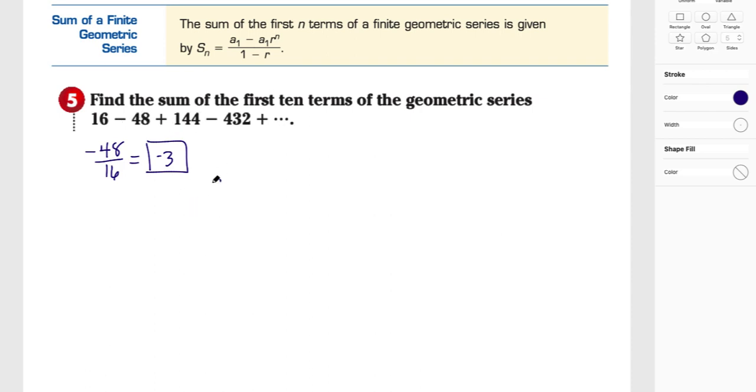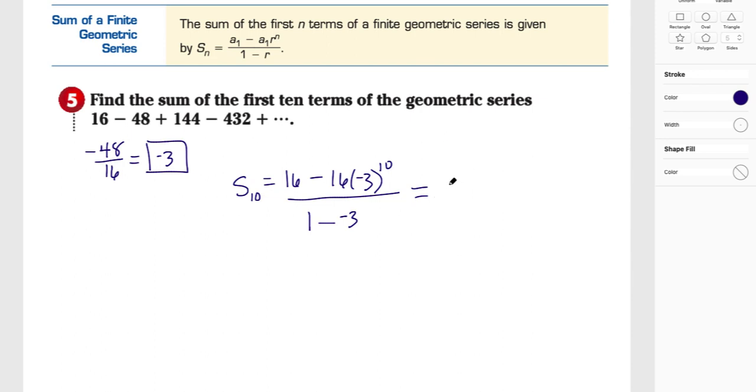Okay, so now we need to use the formula. We want to find the sum of the first 10 terms. So let me go ahead and call this S sub 10, which is equal to A sub 1, that's a positive 16, minus A sub 1 times R, negative 3, to the nth power, that's 10, all of that over 1 minus R, which is negative 3. So that's really going to be 1 plus 3, which is going to give us a 4 in the denominator.